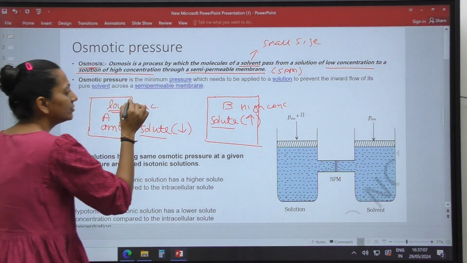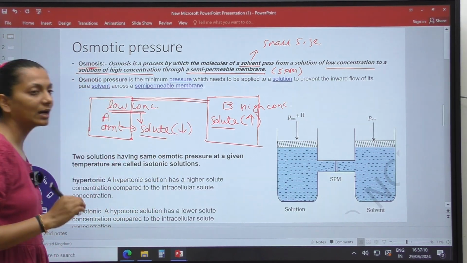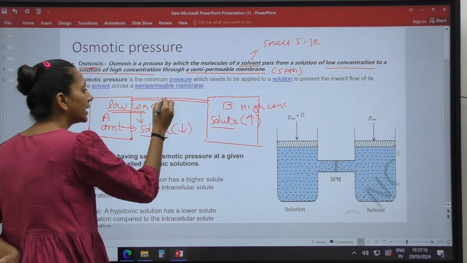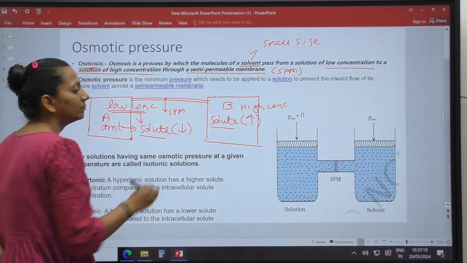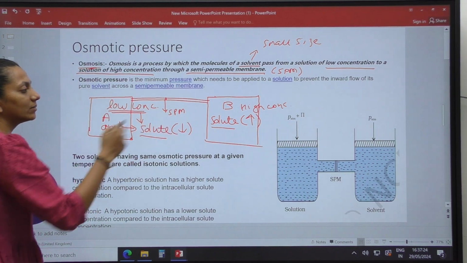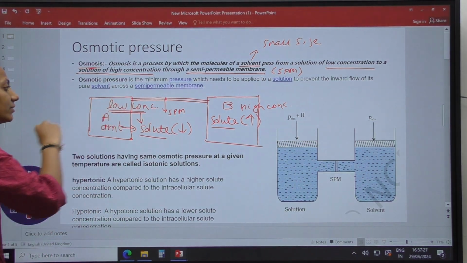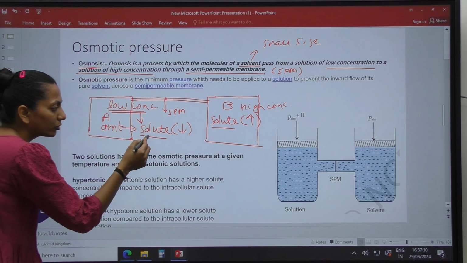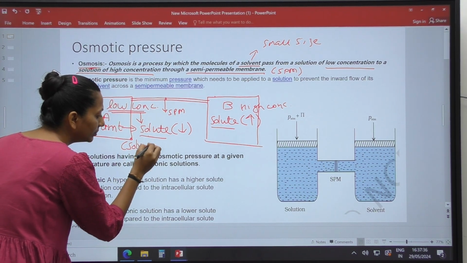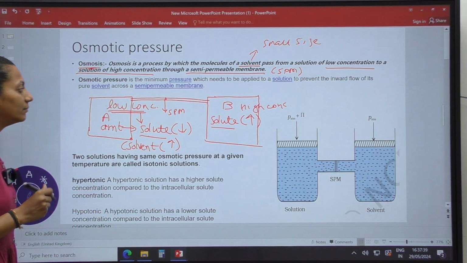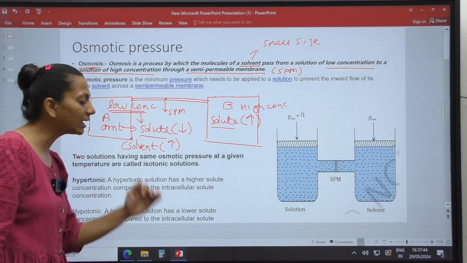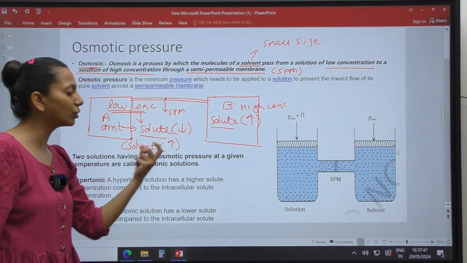Now what happens if I join both solutions? I join them by a small pipe, and in this I keep a semi-permeable membrane, somewhat like this construction. This time I take one solution with higher concentration and another with lower concentration. Where the concentration is low, the amount of solute is less, so the amount of solvent will be higher.